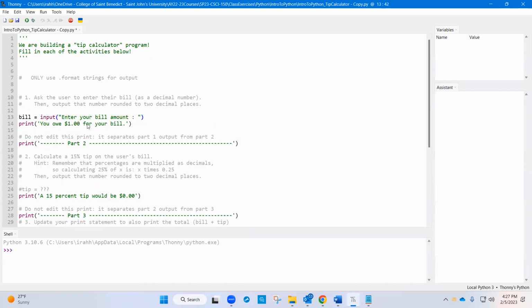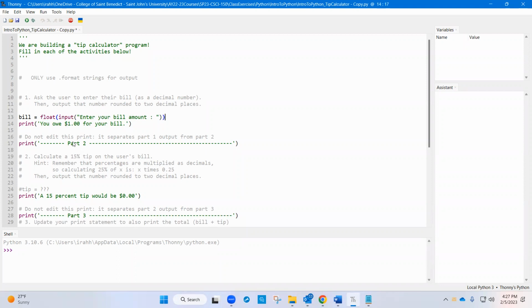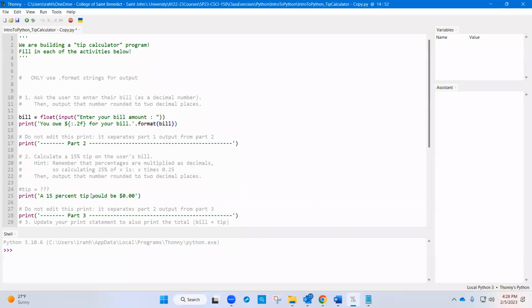And since the number input by the user is going to be a number, and in this case, we expect to have decimal places, so we're going to say float of the input. And then over here, I'm going to display whatever the user has entered. It's going to be 0.2f, meaning 2 decimal places. And I also want to show a $ sign in my output. And then the variable that I'm displaying would be the actual bill.